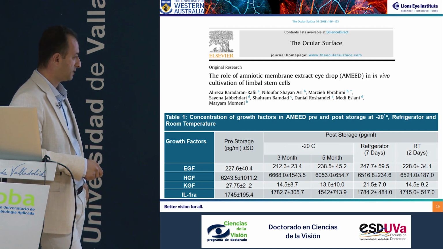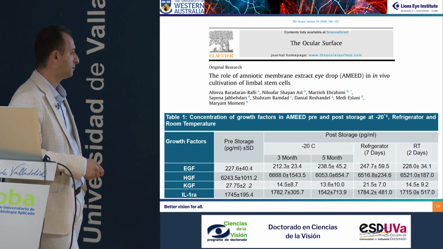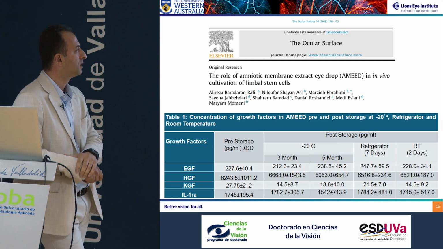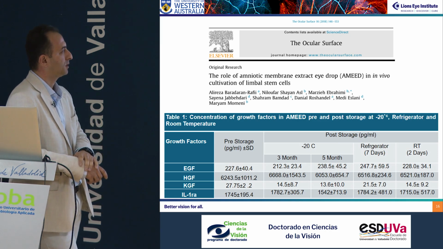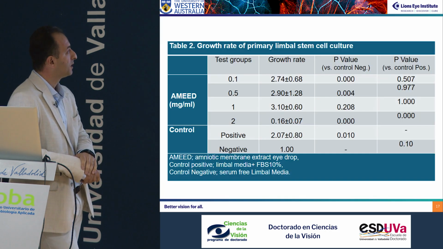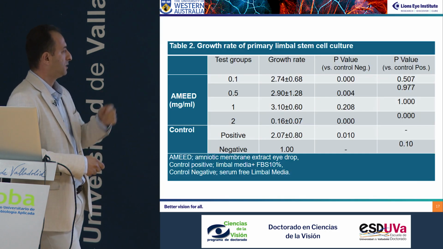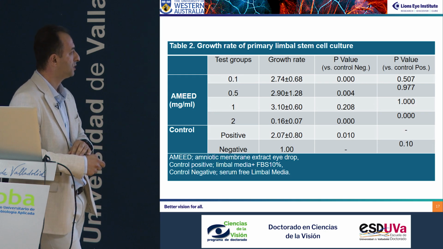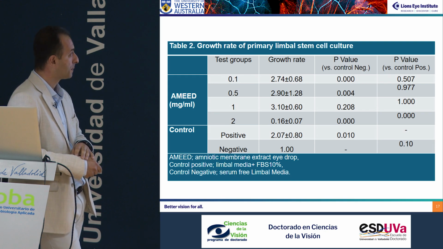So we did an assay of the amniotic membrane extract eye drop. There are a lot of factors, but these are the main factors. As you can see, there are lots of growth factors and also anti-inflammatory factors in the amniotic membrane extract eye drop. And we also showed that with this 0.5 milligram per milliliter concentration, we got the best results. So that's the concentration that we used in our patients.